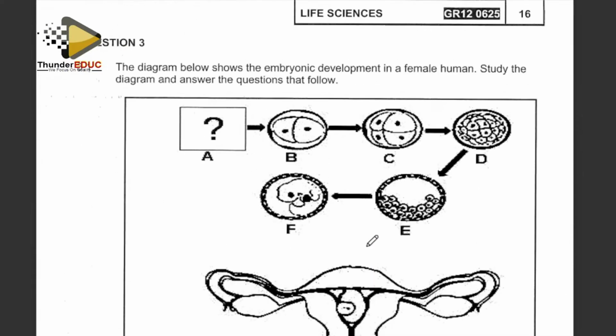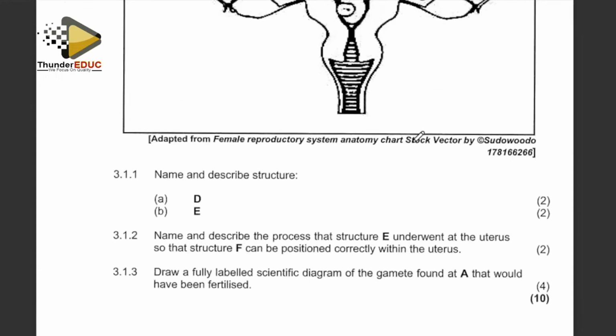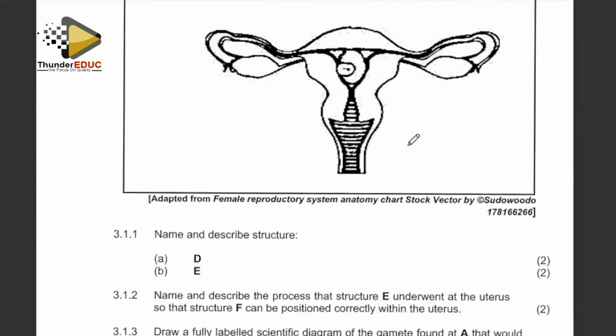We go to question number 3, the last question. Question number 3, they are saying the diagram below shows the embryonic development in the female. Yes, in the female. Study the diagram and answer the following questions. Identify the name and describe the structure. Name and describe. If you go back to our distinction material book, it's very well stipulated like that.